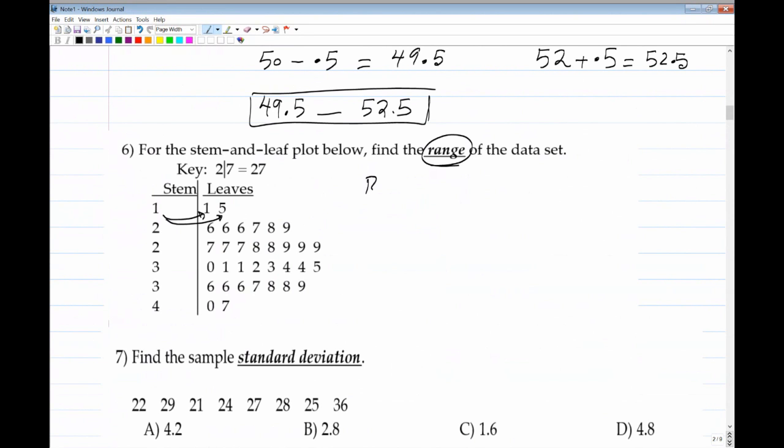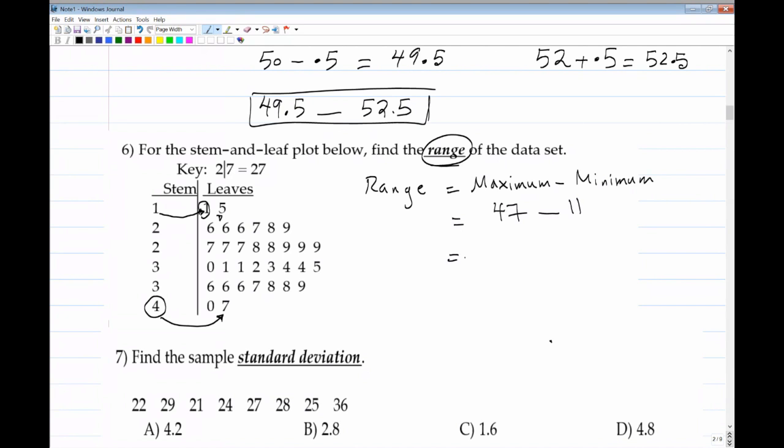Now, when we discuss the word range, the word range is always maximum minus the minimum. What do we mean by the maximum? Maximum will be the last number on the chart. So the last number is right here, 40 and then 7, so 47 will be the last number. Now, the smallest number on the graph, which is the minimum, will be the first one right here, which is 11. So the range of this data will be 36.